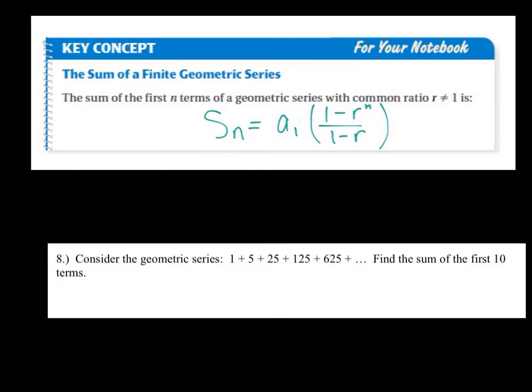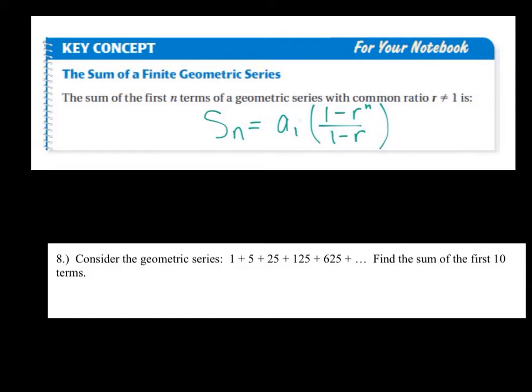So, finding the sum of a finite geometric series. We'll talk about infinite geometric series later, but the sum of a finite geometric series is given by the formula right below there. The sum of the first n terms of a geometric series with a common ratio other than 1, because that wouldn't change anything, is your first term, a sub 1, times 1 minus your ratio to the nth power over 1 minus your ratio.